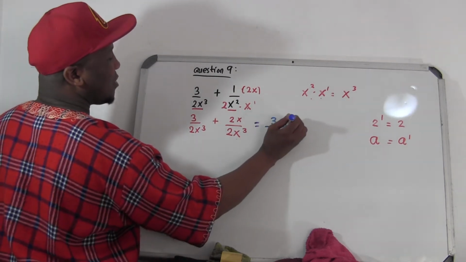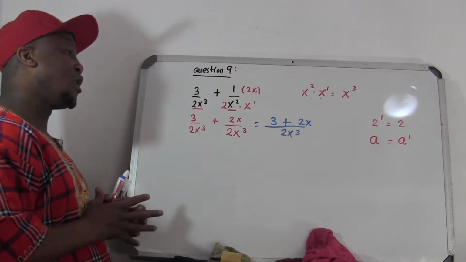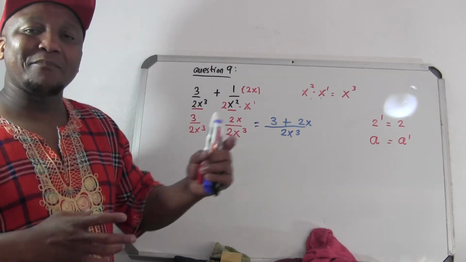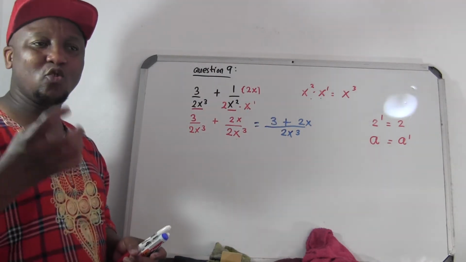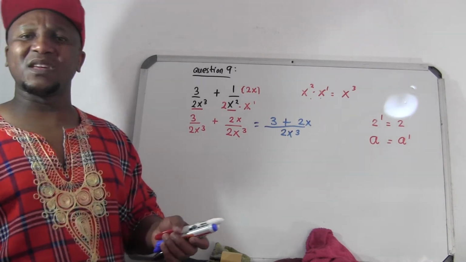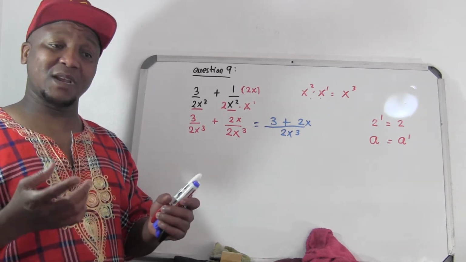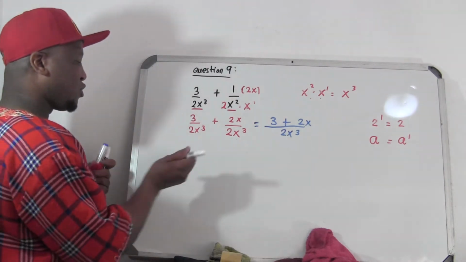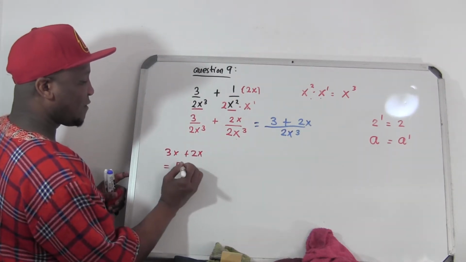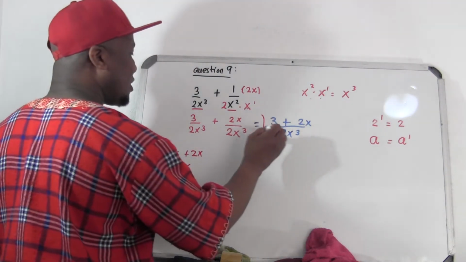So 3 plus 2x. Listen guys, don't ever say 3 plus 2x is going to be 5x. No, you cannot add orange and mango. These are two different things. Like 2 people plus 1 orange, you cannot say this is going to be 3 oranges or 3 people. No, it's going to remain 2 people plus 1 orange because these are 2 different objects. But if it was, let's say, 3x plus 2x, this could give me 5x. But in this case, this one does not have an x, so it's going to remain the way it is.